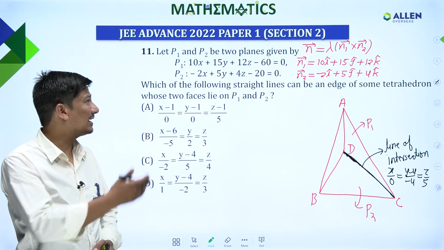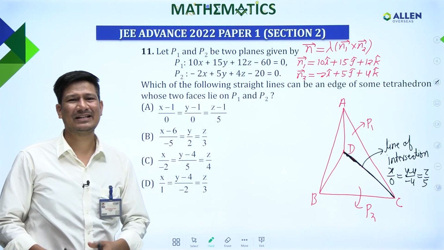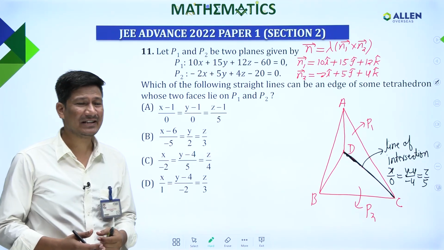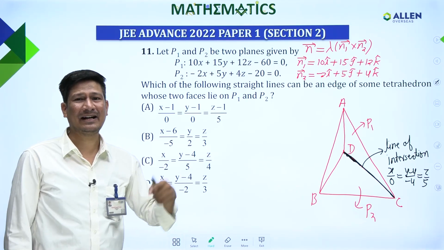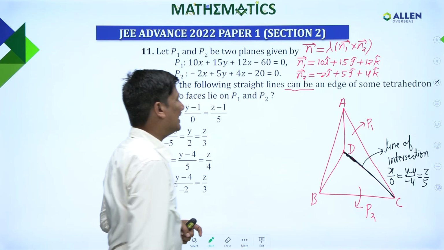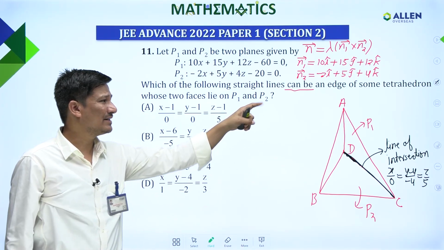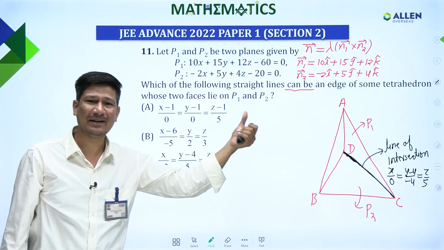Let P1 and P2 be the two planes given by the equations in the question. Which of the following straight lines can be an edge of some tetrahedron? What they are asking is, out of these options, which line can be the edge of some tetrahedron whose two faces lie on the planes P1 and P2?